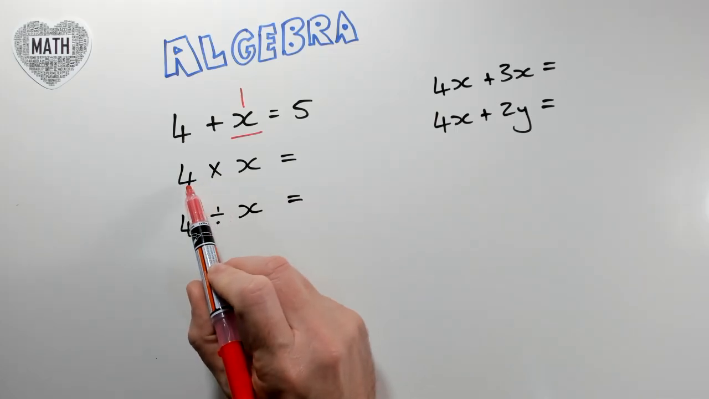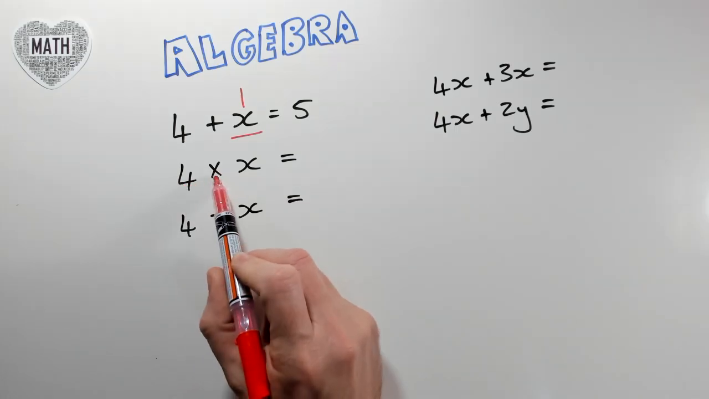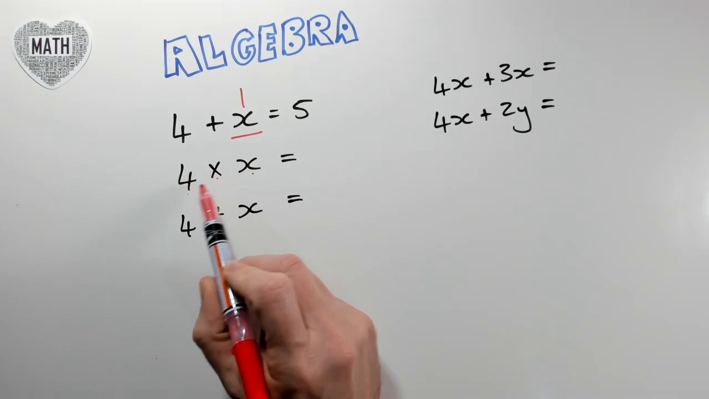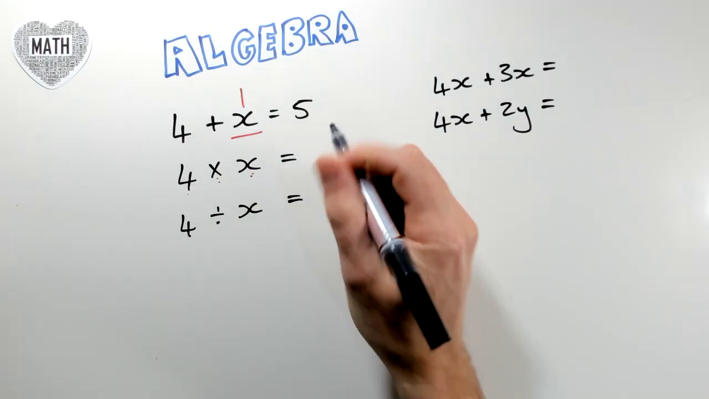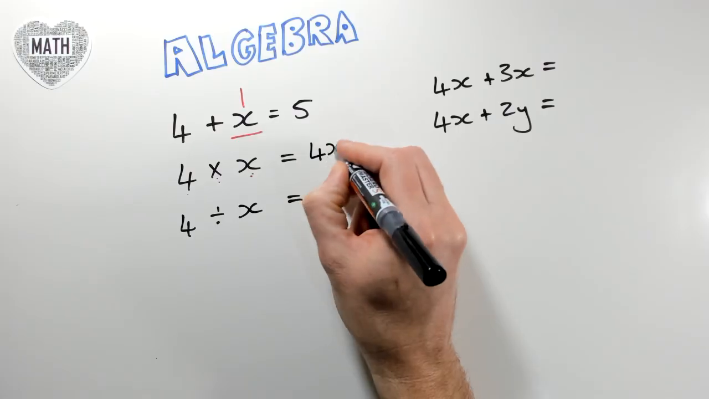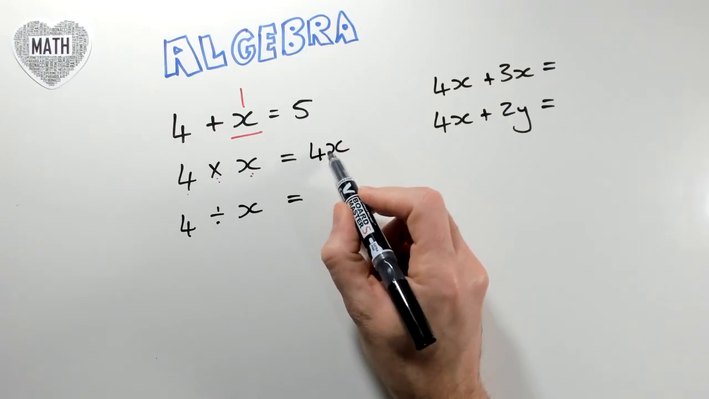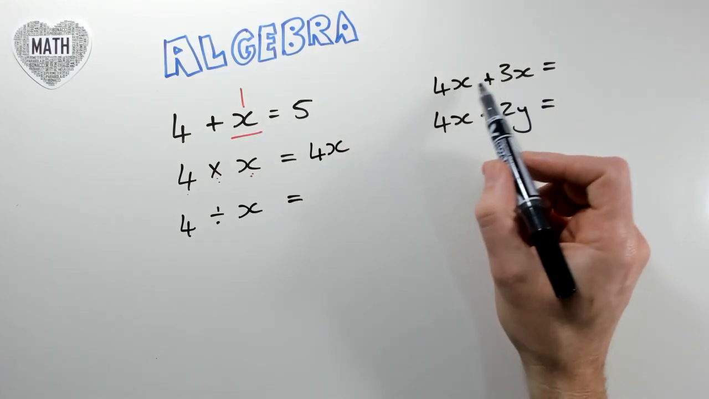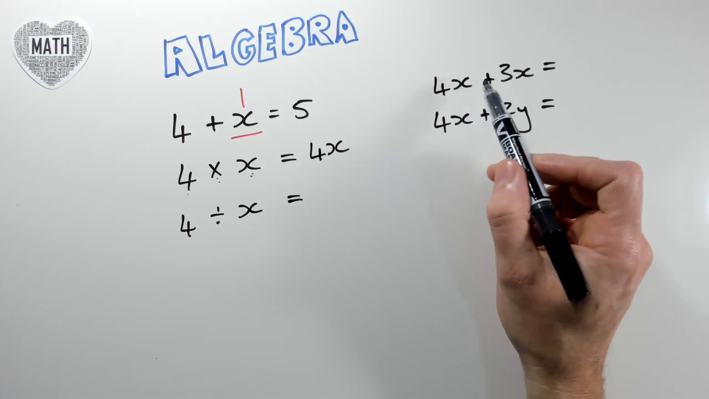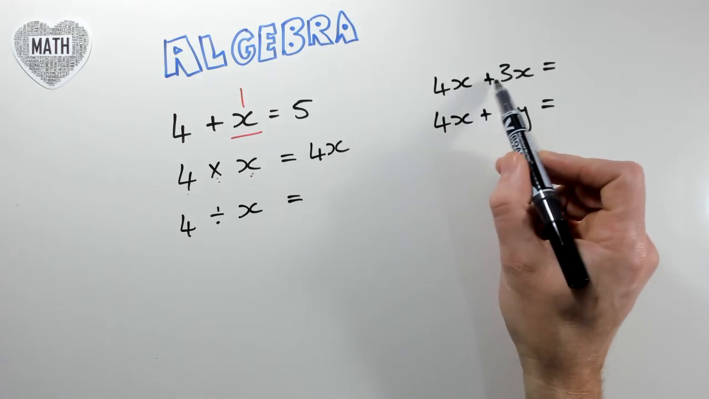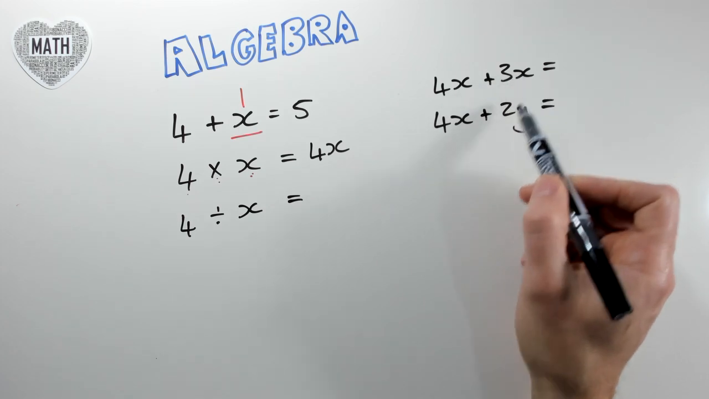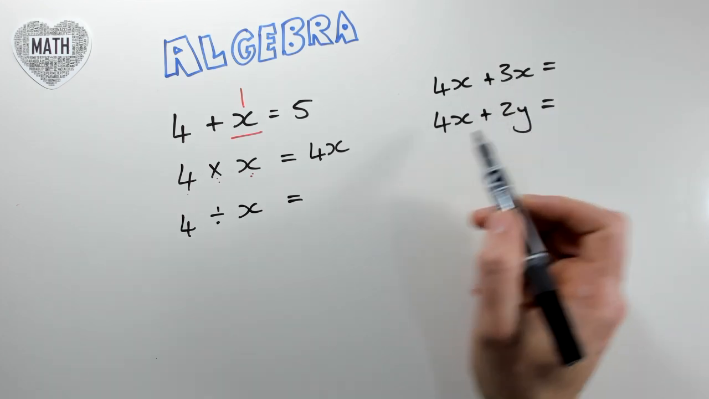So we can multiply. If I say there's 4 times x, or 4 times a certain number, I can shorthand write that as 4x. So it just means 4 multiplied by x. In this example, 4x means 4 times x, plus 3x just means 3 times x. And this 2y just means 2 times y.